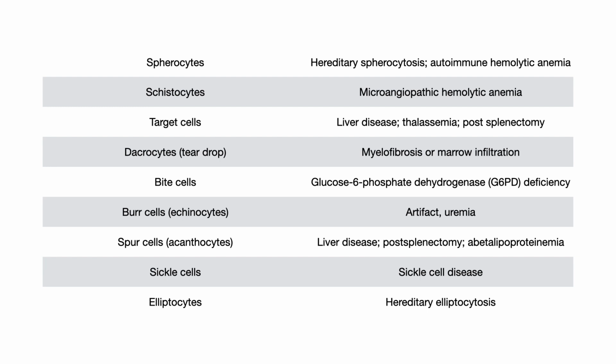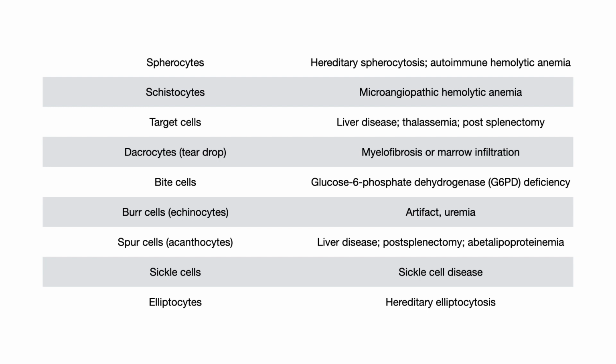Target cells, they look like a little target. They have a little red dot in the center. Around that, they have a rim. These can be found in a range of things: thalassemias, liver disease, post-splenectomy. Teardrop cells or dacrocytes. These are found in myelofibrosis or marrow infiltration.